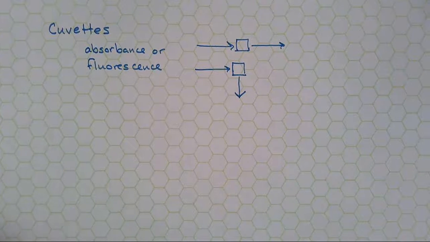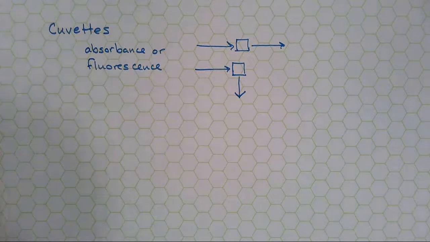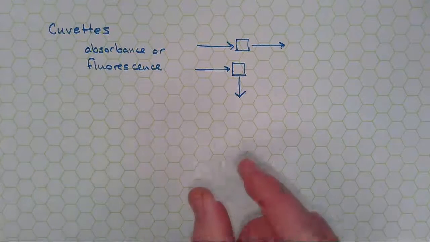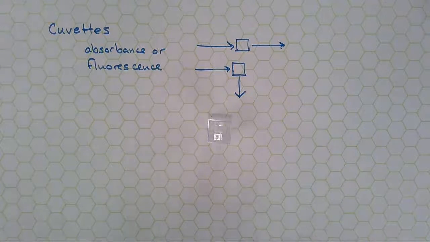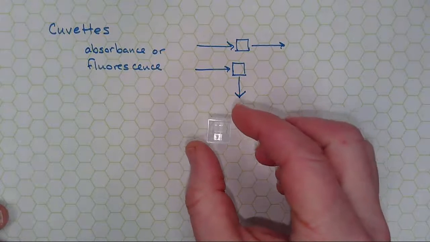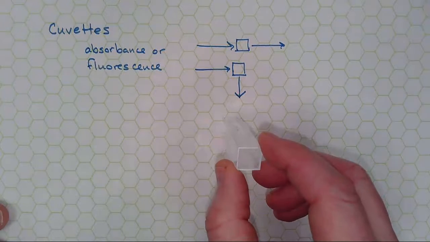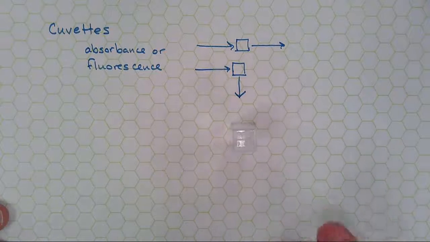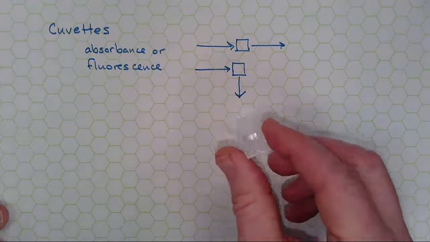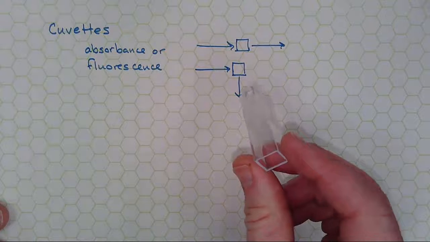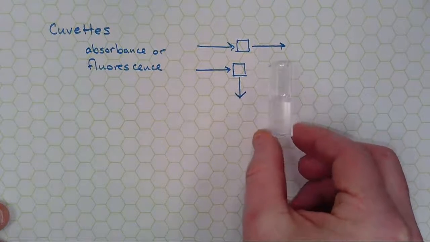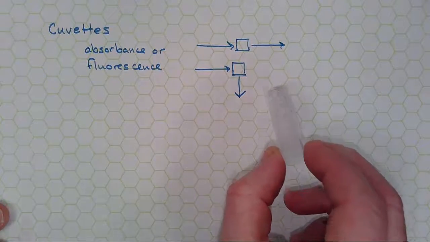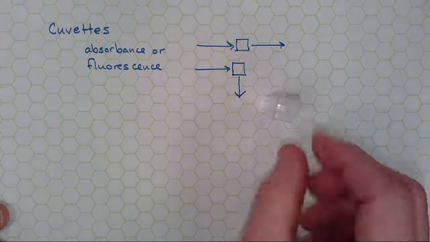When you pick up a cuvette, these cuvettes tend to be square things that are either plastic or glass of some kind. The first thing you want to notice is whether or not they're clear on all sides or whether they're foggy on some. This is a plastic cuvette that is intended to be disposable, and you can see that it's different on one side than it is on the other.